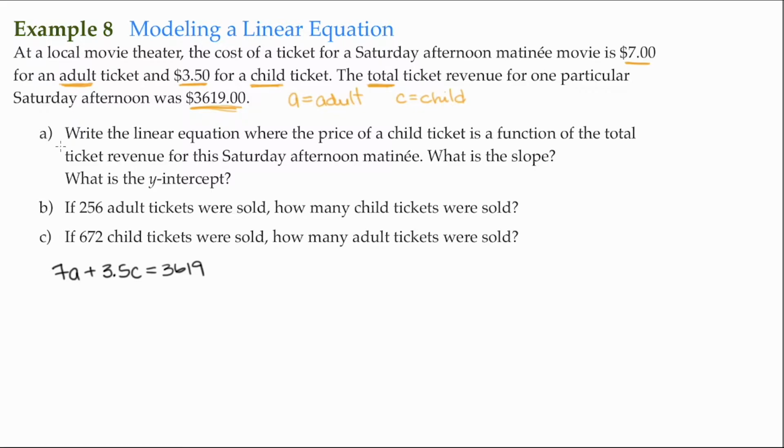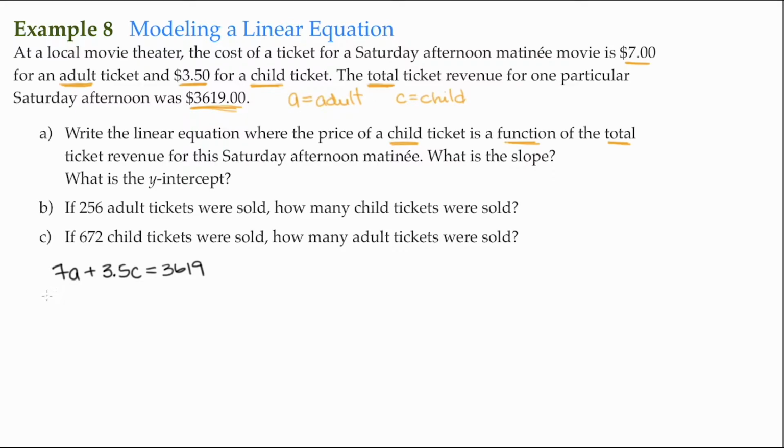Now A, we'll reread A. It says write the linear equation, that's this one here. Write the linear equation where the price of a child ticket is a function of the total. So since the child ticket is a function, the child ticket is the dependent variable. It depends upon what the function is going to do. So since this is a dependent variable, it depends upon A. So we're going to write our equation here in terms of the child ticket. So we're going to wind up writing this rather than in standard form. We're going to write it in slope-intercept form, except rather than using x and y, we're using a and c.